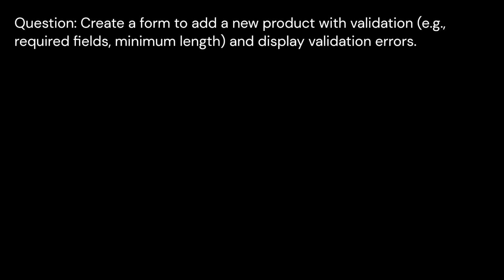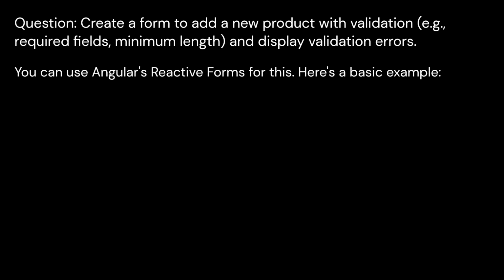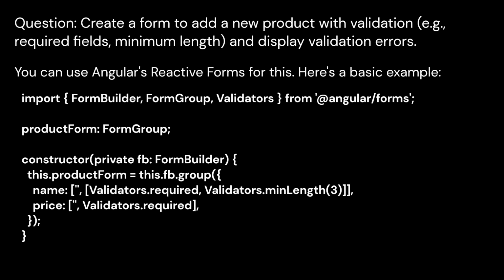Question 4. Create a form to add a new product with validation, example, required fields, minimum length, and display validation errors. The answer is you can use Angular's reactive forms for this. Here's a basic example. In the above example, we have used form group and form builder from Angular forms to implement the reactive form with validation.